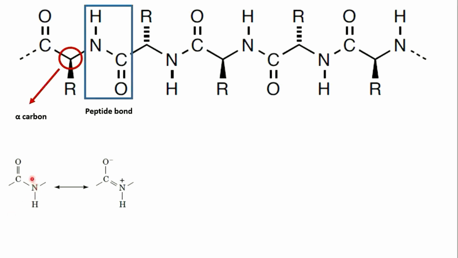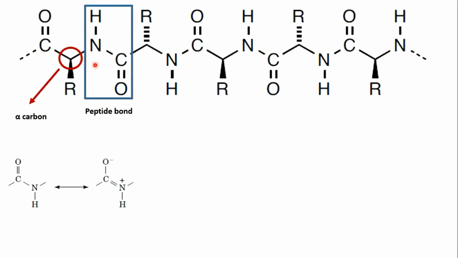This lone pair can shift here and the double bond can shift to oxygen. So we have another structure where we find a double bond between carbon and nitrogen. Because of resonance, the peptide bond has partial double bond character, and because of this it becomes rigid and is difficult to twist. So the peptide bond is difficult to rotate because of its rigidity, and that rigidity comes from the partial double bond character, which is caused by resonance.